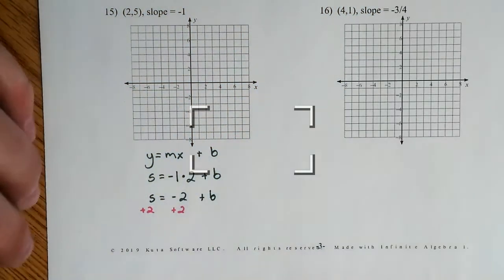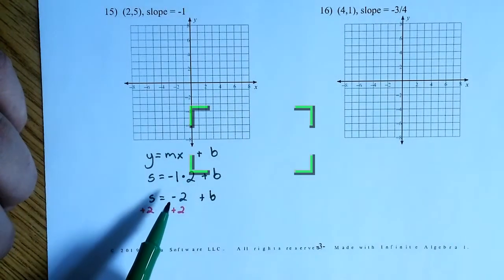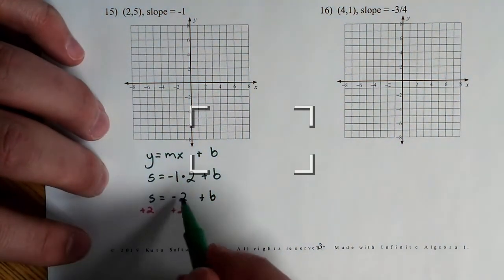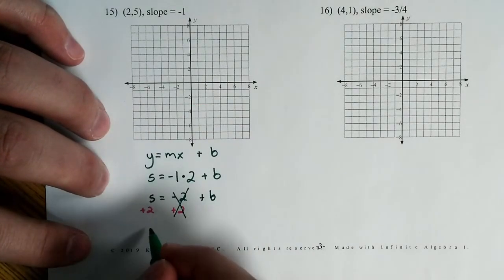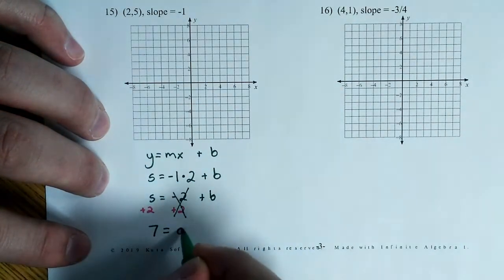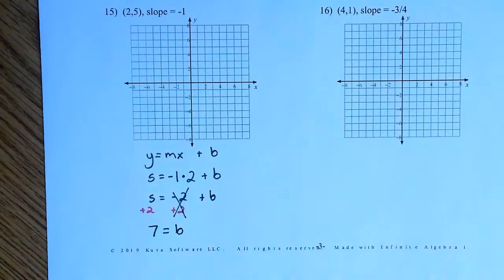Add 2 to both sides. You got to get rid of that -2, so you add 2 to both sides. So b equals, it's just 5 plus 2. There we go. So b equals 7. So b tells us our starting point, correct?